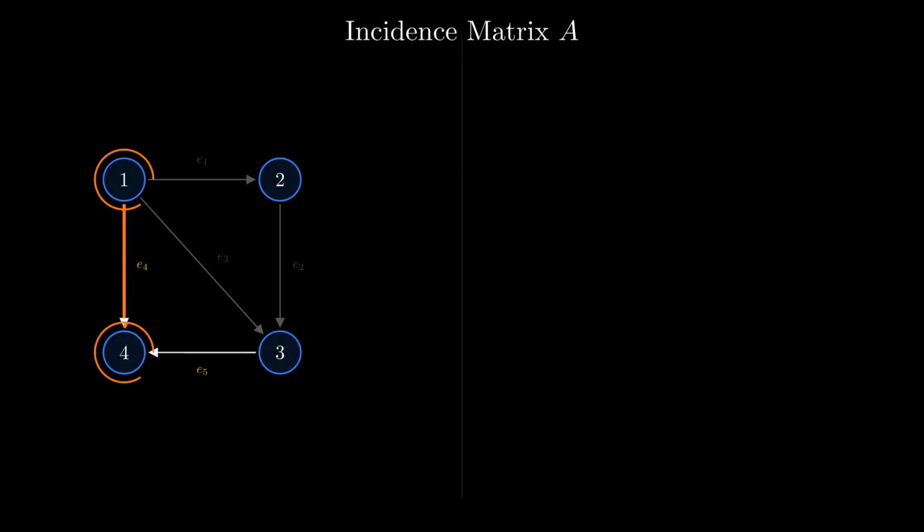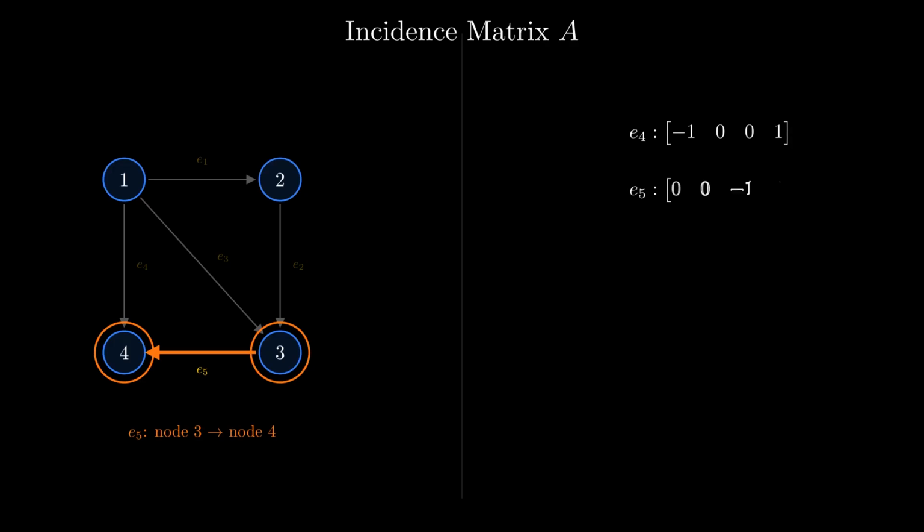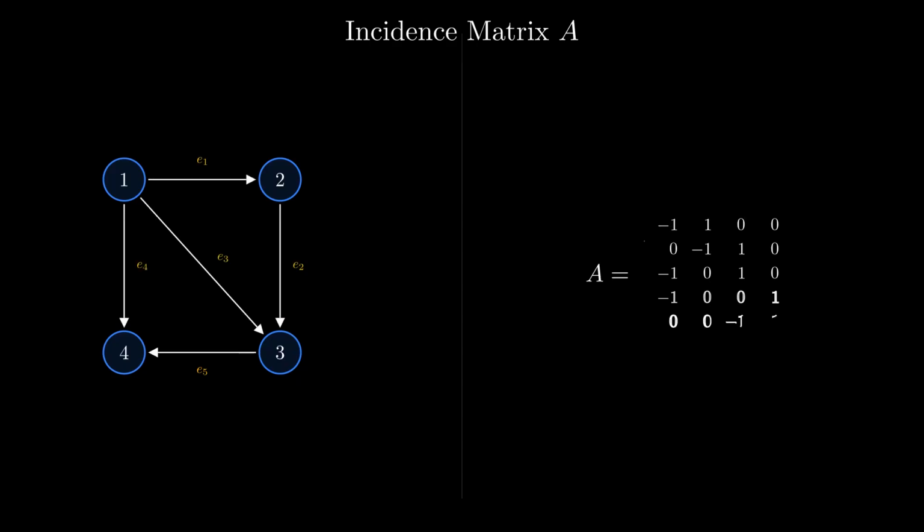Edge E4 runs from node 1 to node 4. Following our convention, we place -1 in column 1 and +1 in column 4, giving us the row -1, 0, 0, 1. Edge E5 runs from node 3 to node 4. So we place -1 in column 3 and +1 in column 4, giving us 0, 0, -1, 1. Now we have the complete 5x4 incidence matrix A. Let's look at it all together.